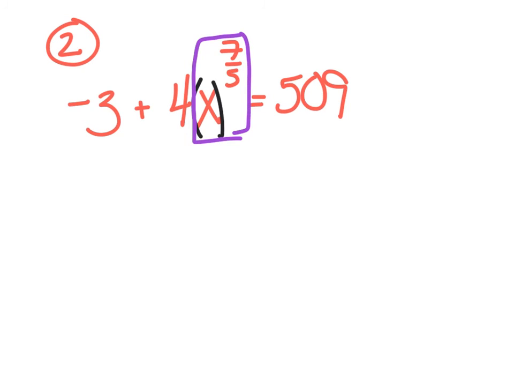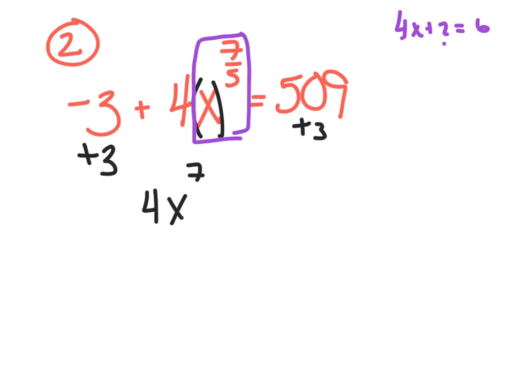Okay, so what operation do you do first? Well, think about this. If I said 4x plus 2 equals 6, what do you do first? Do you divide by 4 or subtract 2 first? I know we all know the answer is subtract 2. So we're going to do the same thing here. You're always going to add and subtract first. So I'm going to add 3 to both sides. So I get 4x to the 7/5 equals 512. Okay, I'm going to keep this in a box for myself. My goal is to get this term by itself. And do the same thing. It's simple steps, and you'll get it right. Now divide both sides by 4.